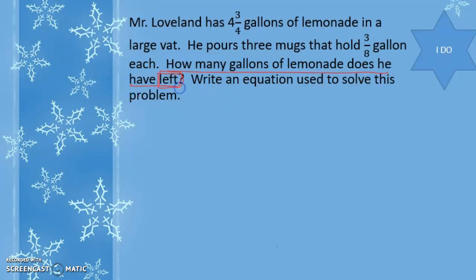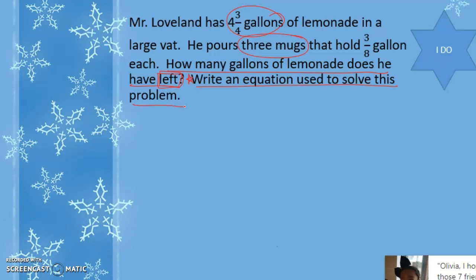Left is an action word. Mr. Loveland has 4 3/4 gallons of lemonade in a large vat. He's going to pour 3 mugs. That's extremely important. And then what I need to do, put a little star by that and underline it, is write an equation used to solve this problem. Some of you might already be like, oh my gosh, Miss Addison, what are they talking about?